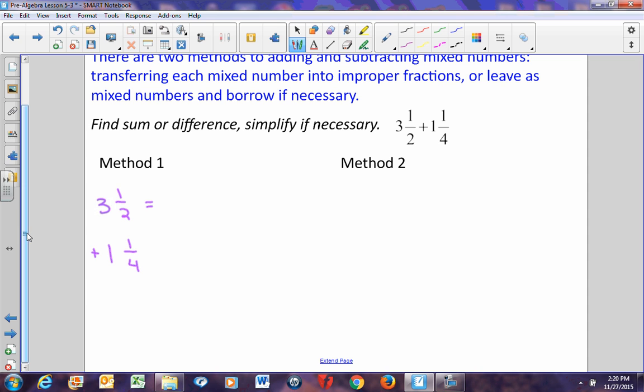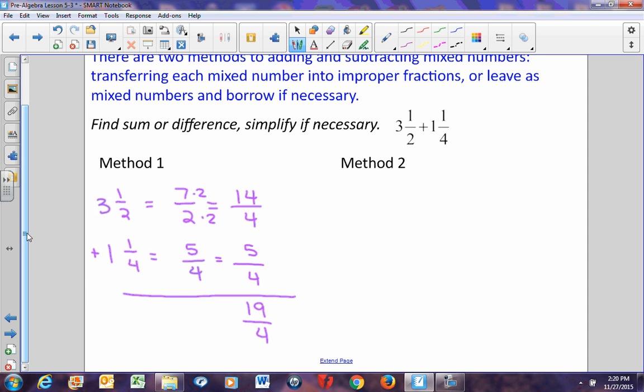Well, as an improper fraction, 3 1/2 is 7/2, and 1 1/4 is 5/4. Common denominator between 2 and 4 is 4. Now 5/4 already has a 4, so I'll just leave it alone. 2 times 2 is 4, 7 times 2 is 14. So now when I go to add these, 14 and 5 is 19 over 4.